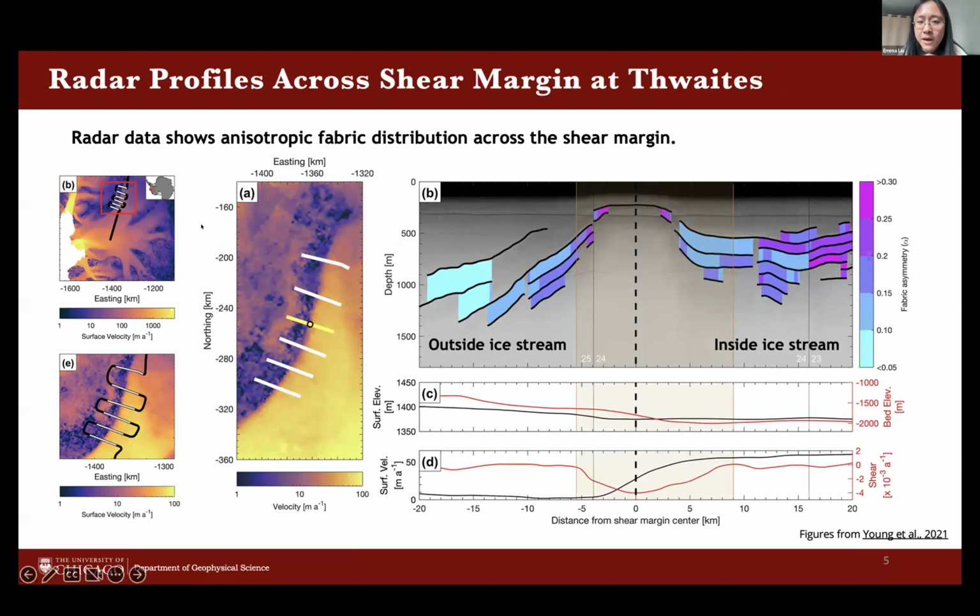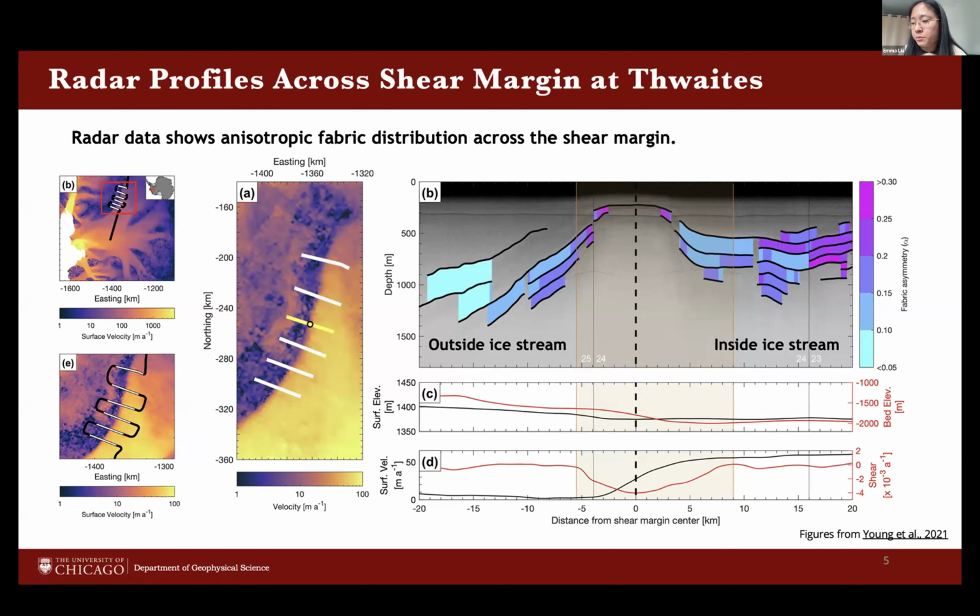So the left three panels here are the surface speed map of the eastern shear margin of Thwaites. And these black and white lines over here are the flight paths. On the top right, the background is a radarogram along this yellow transect across the shear margin over here. And the colors on top of the radarogram is the inferred fabric strength. So the pinker color indicating stronger inferred fabric.